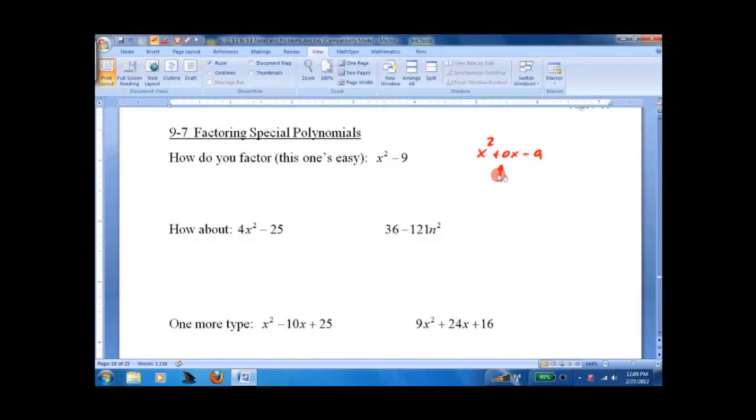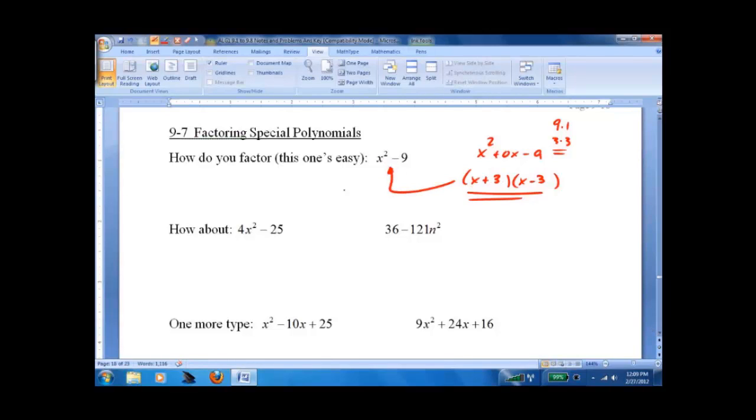It's just 0. So if you factored this with the technique we showed before, we would say, well, x plus, x minus, and what multiplies up to 9 and adds to 0, subtracts to 0? Well, then it's obvious, 3 and 3. So what we want to do is come up with a shortcut.